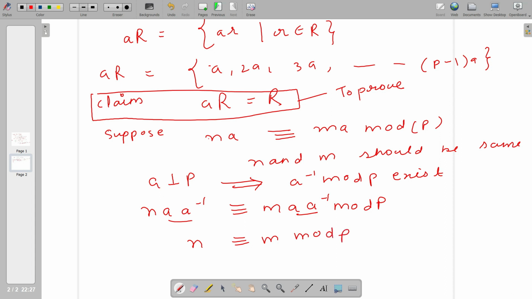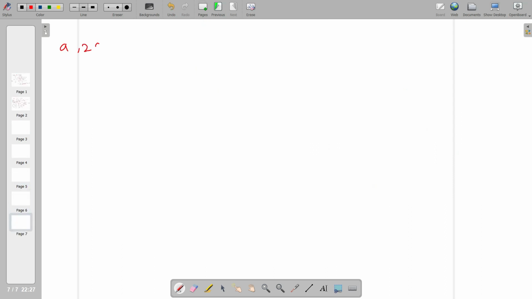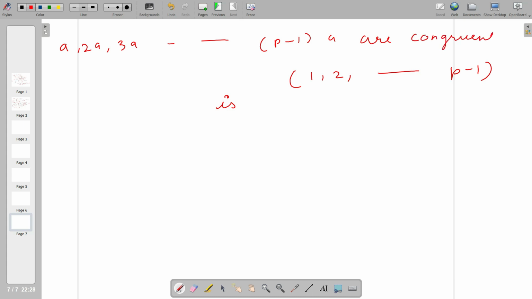And when we write n is congruent to m mod p, we know that we have proved n and m are the same number. So when n and m are the same number, we can say that for this a, a, 2a, 3a up to (p minus 1)a are congruent to 1, 2, up to p minus 1 in some order, because p is prime.